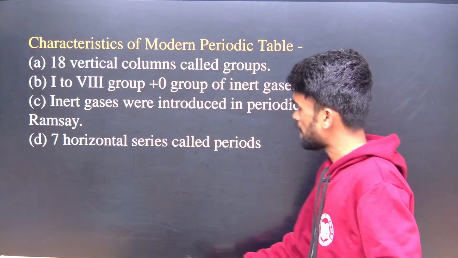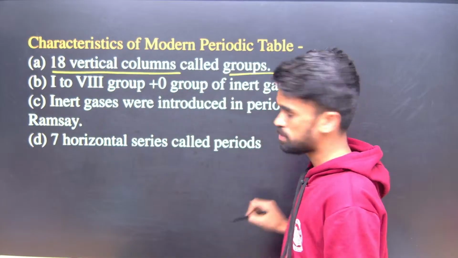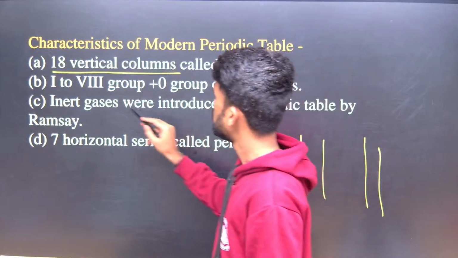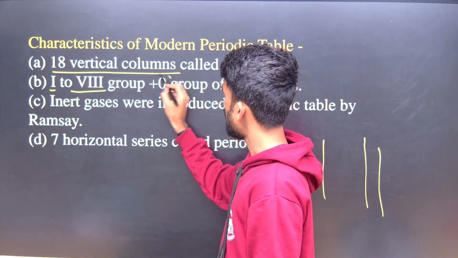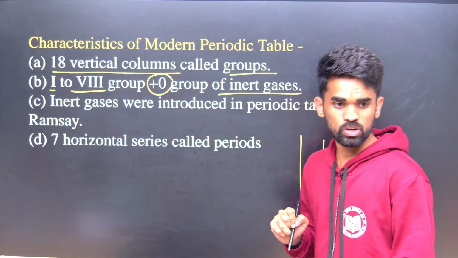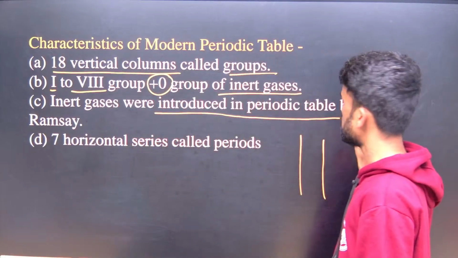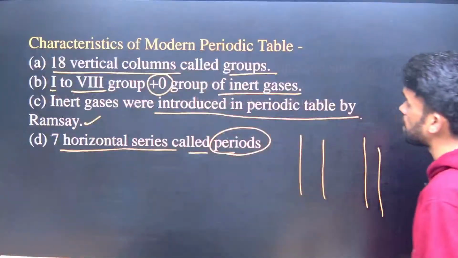So what are the characteristics here? We have 18 vertical columns called groups. How many do we have now? 18 vertical columns called groups, the 1st to 8th group and 0. The 0 group is for inert gases. Inert gases were introduced in the periodic table by Ramsay. Then 7 horizontal rows called periods. This is in the new periodic table.